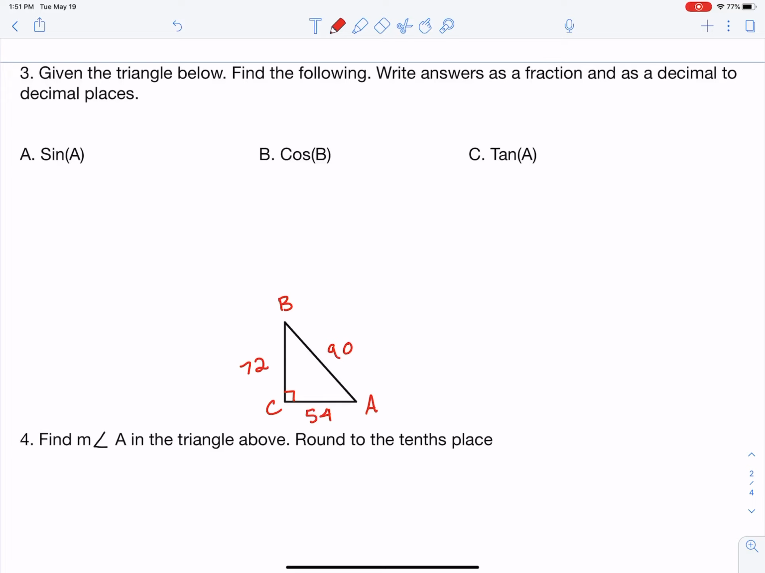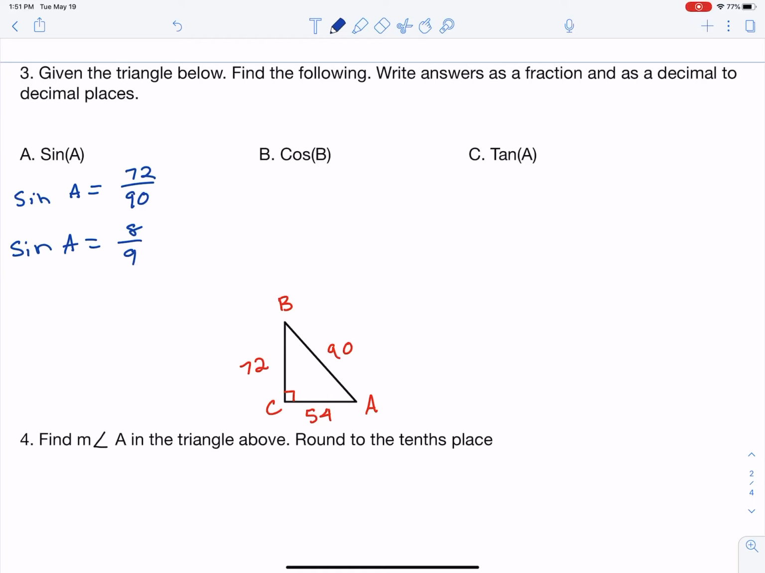Sine of A. Well, actually, let's do this in blue, shall we? So the sine of A equals, well, let's see, sine is opposite over hypotenuse. So that is 72 over 90. That is what sine of A is. Actually, we can simplify that. Why not? Dividing by 9, that is 8/9.